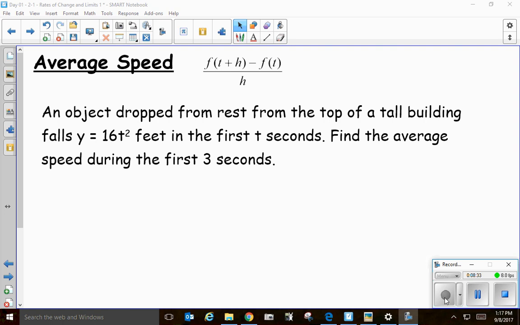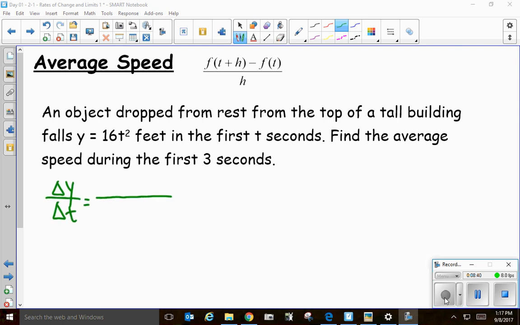Let's figure out how we did that. So I have my change in y over my change in t. Who can tell me what's going to go on the top? 16 times 3 squared minus 16 times 0 squared. Perfect. Bottom, any takers? 3 minus 0. That's it. Simple. Perfect.